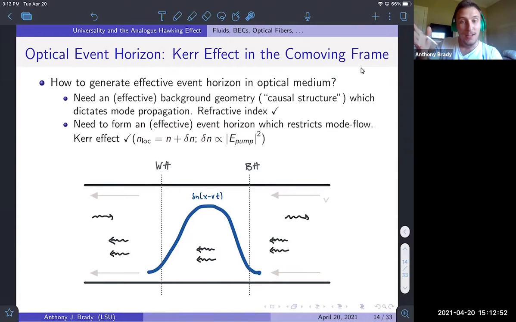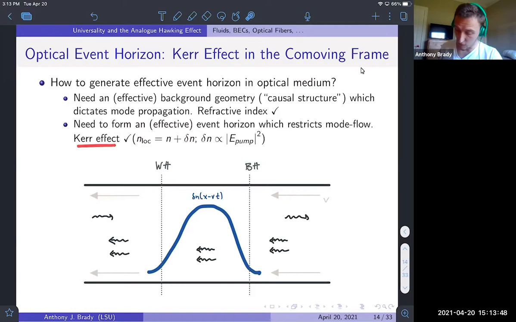So optical event horizon: how do you generate an effective event horizon in optical media? Well, you use the so-called Kerr effect in the co-moving frame. What I mean by this: firstly, there's two things you need to do to induce this Hawking effect. You need an effective background geometry, which dictates mode propagation. This is just given by the refractive index, the dispersion relation. I have a picture here, where we have some medium, and exterior to some region, we have some dispersion relation, which gives you this mode flow. And the second thing we need to do is form an effective event horizon, which restricts the mode flow effectively to one direction, only propagating downstream as in the classical case.